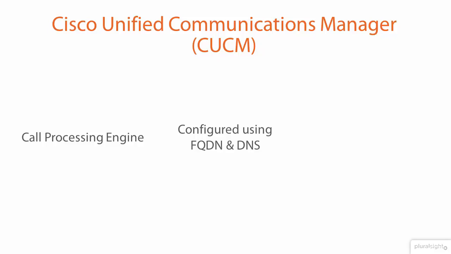Now, I talked about FQDN and DNS earlier, and specifically, I want you to know that when we configure the Unified Communications Manager, everywhere it's referencing services, wherever it's pointing to Unity, wherever it's pointing to its own server names and definitions, we're going to be using FQDN and DNS.